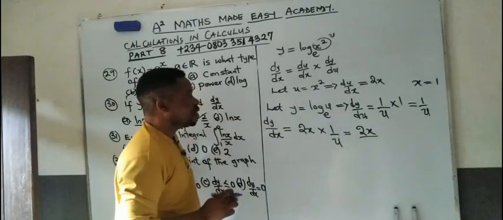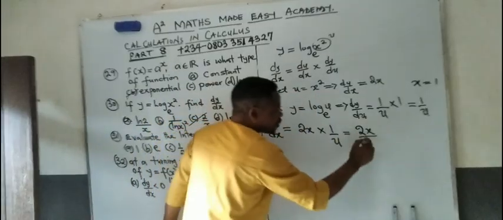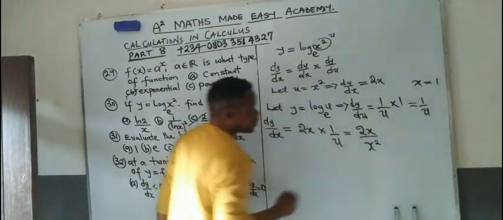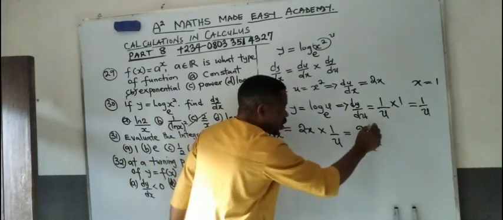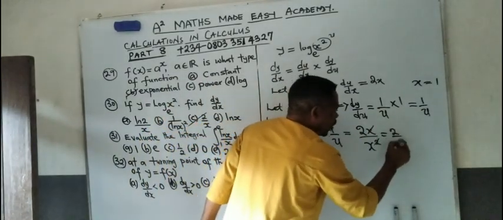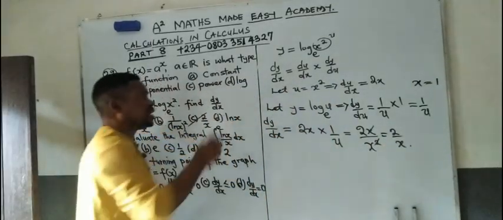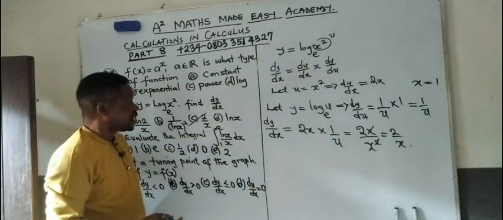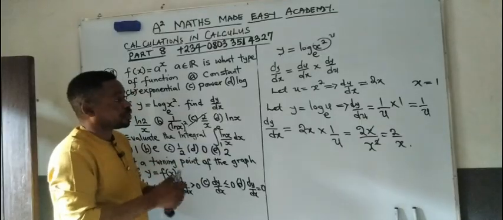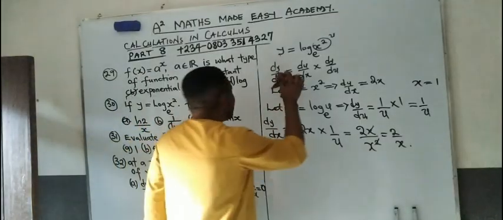Do we know u? Oh yes. What is u? Look at it here. U is x squared. I will now introduce here x squared. Can you now see that x up, we cancel 1 x down, and the final answer becomes 2 over x. Now, did this problem correspond with the shortcut? Oh yes. This is what we call differentiation by chain rule.